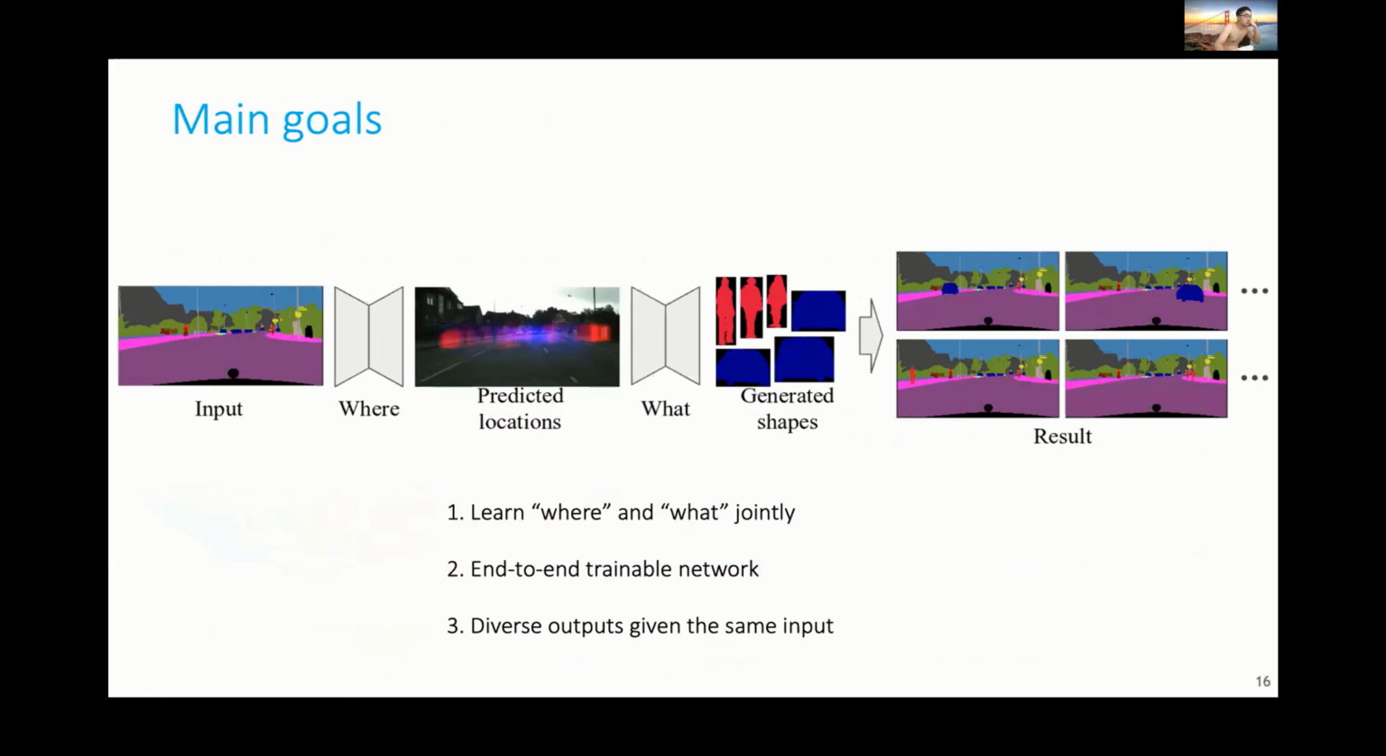The main goal in this work is that we want to know where the objects are and then synthesize the shape. In order to do that, we have two modules: one is the where module, the other one is the what module.